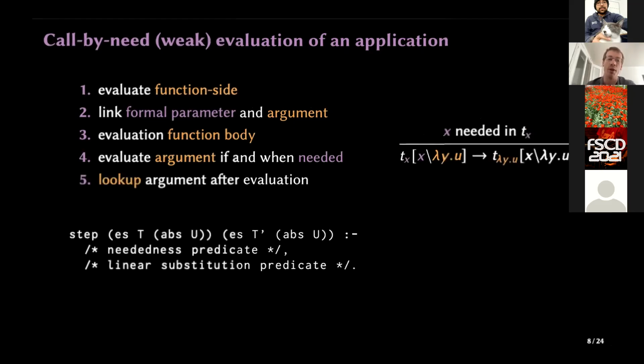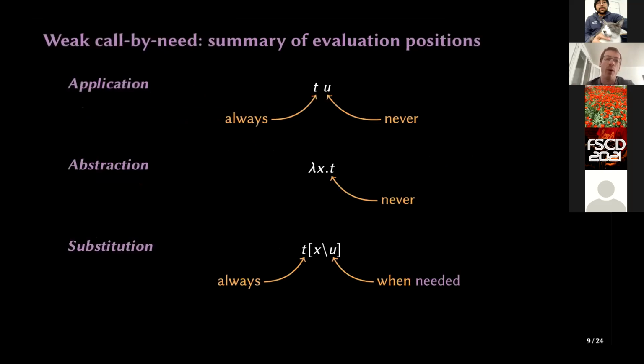And once this is complete, once we have a value in the substitution, then we can just look up its value each time we need it. So it's really a lookup operation. It's one occurrence at a time. So we also call this a linear substitution. So to sum up how call by need works: in case of an application, we always reduce on the left, but never on the right. We never reduce under a lambda abstraction in weak reduction. And in case of an explicit substitution, we evaluate on the left under the substitution, and we evaluate the argument only if and when it is needed.